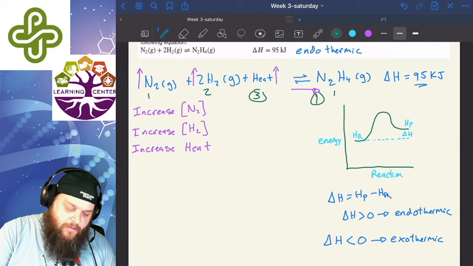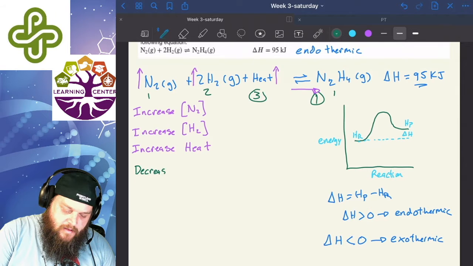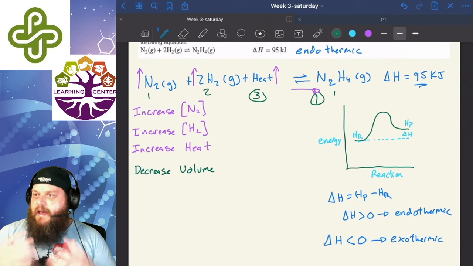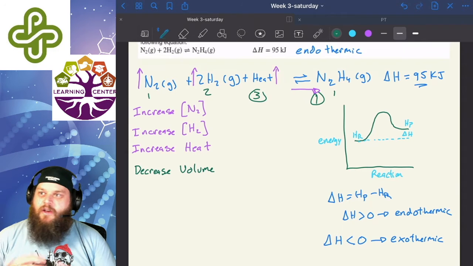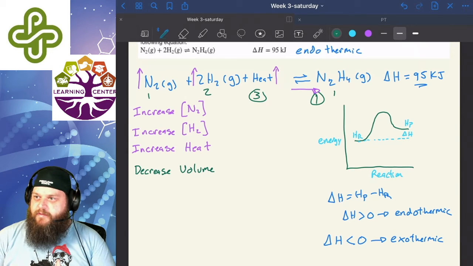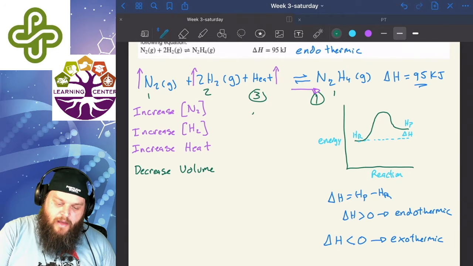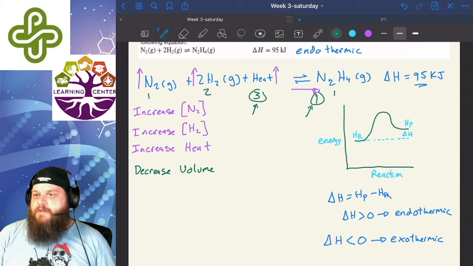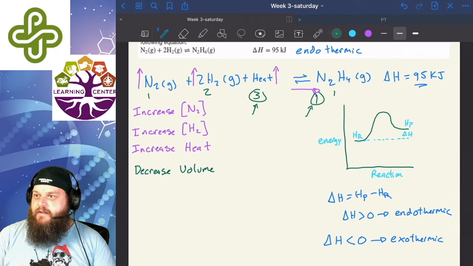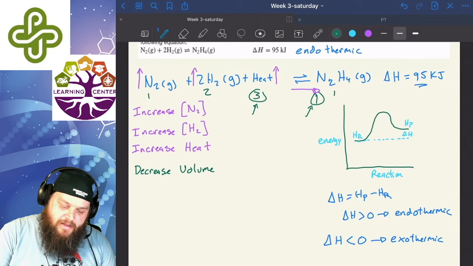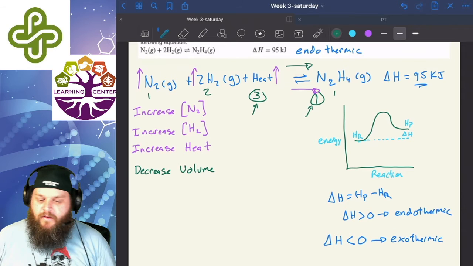Because of that, if we were to decrease the volume, remember that gas, no matter what the molecule is, takes up the same amount of space. When you decrease the volume, you usually increase the pressure, and by increasing that pressure, you encourage it to form fewer molecules so it can reduce its pressure. In this case, we have 3 molecules for every 1 molecule. So by decreasing the volume, you shift to the side that has fewer moles of gas, which is the product side. So we're also going to shift it to the right, which will give us more of that product.